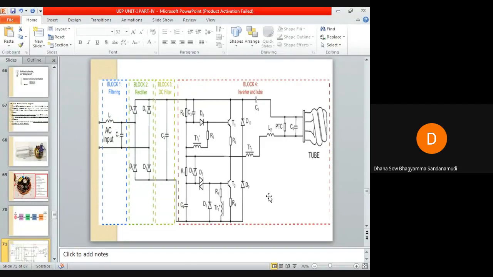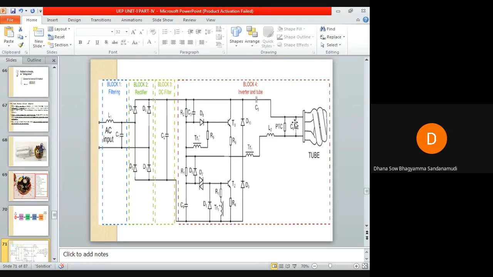It consists of 2 transistors, and you can see here T1 and T2. These 2 transistors create a high frequency square wave AC signal and give it to the choke of your tube. The frequency created in this ballast is around 20 kilohertz to 80 kilohertz. The high frequency square wave AC signal is created by these transistors, and this is given to the choke, and the choke will increase the voltage level to around 1000 volts.